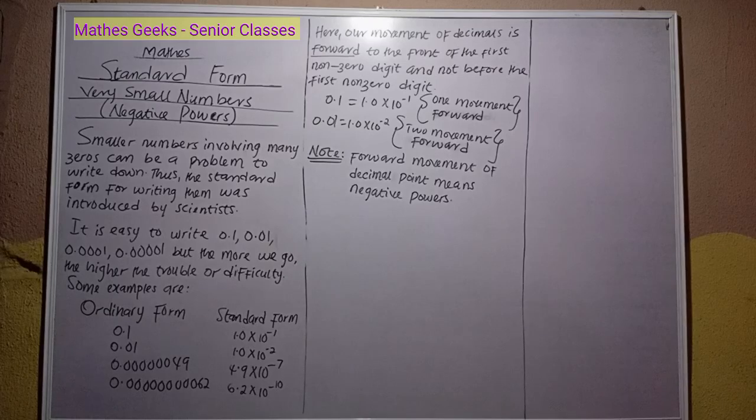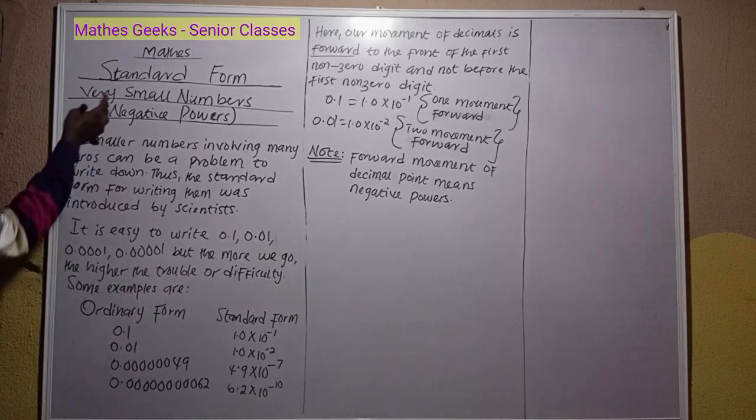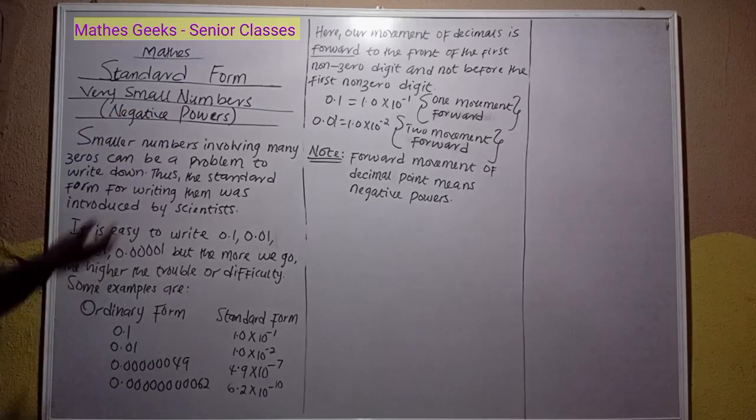Smaller numbers involving many zeros can be a problem to write down. That was before standard form was developed, especially the ones with negative powers. Before then, it was really cumbersome to write smaller numbers involving many zeros. So the standard form for writing them was introduced by scientists. It is easy to write 0.1, 0.01, 0.001, 0.00001, but the more zeros we go, the higher the difficulty.